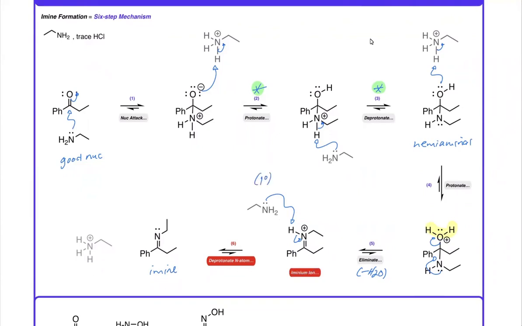And if we began with a primary amine, we can alleviate the charge on that iminium ion nitrogen by directly deprotonating the nitrogen atom. And that would form your imine product.